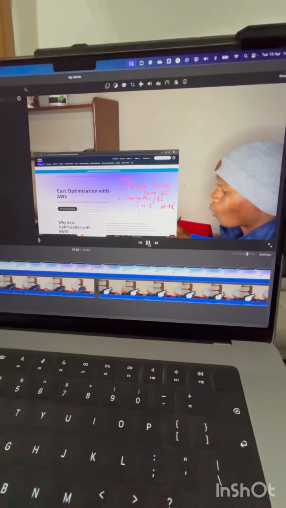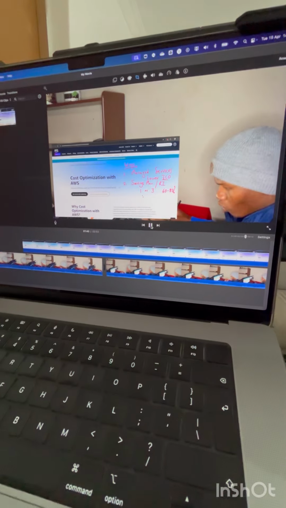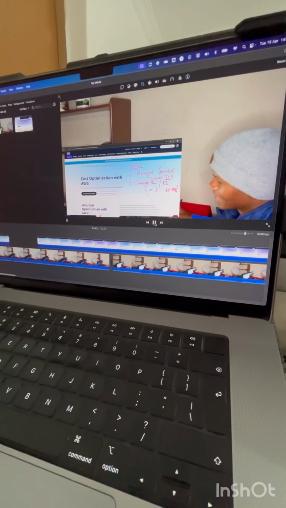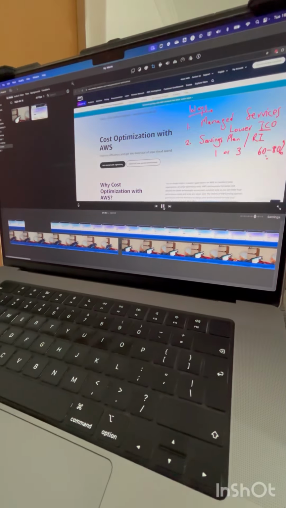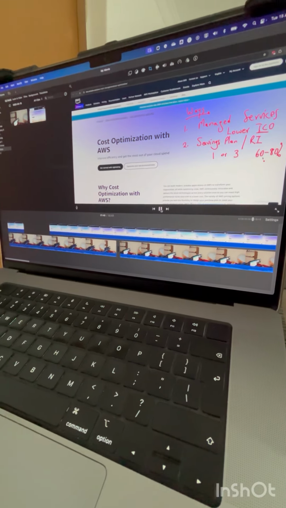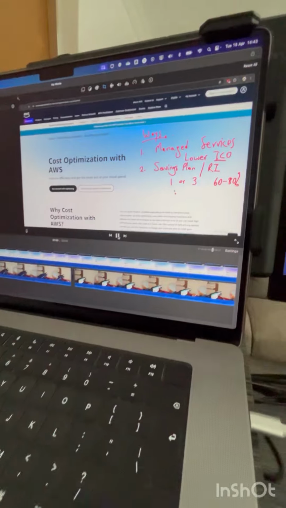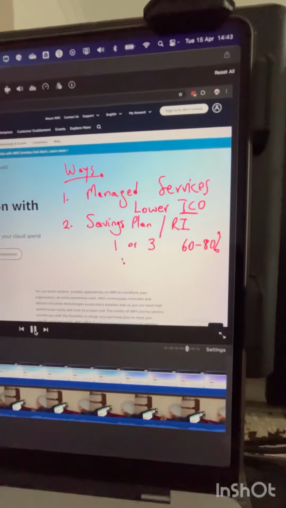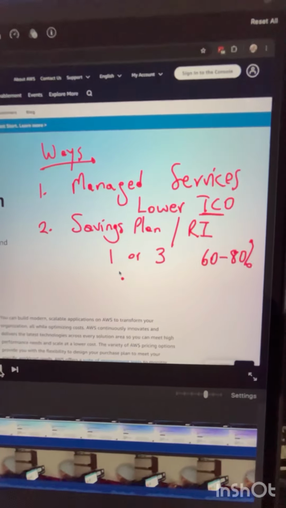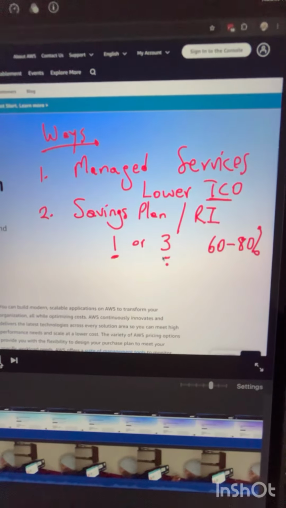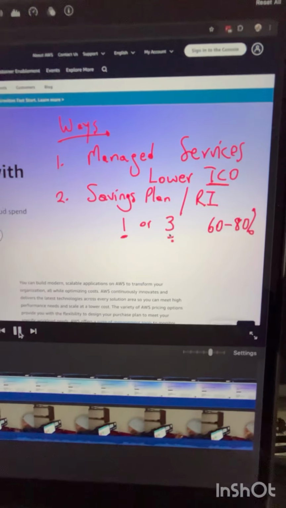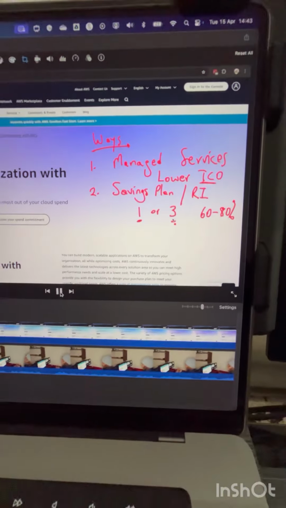So what is the difference with on-demand instances? This means that you are signing up a contract, whether you are running the instance or you are not running the instance. You have signed a contract that you are going to be having a running instance for 1 year or for 3 years. Not more, not less, not in between.